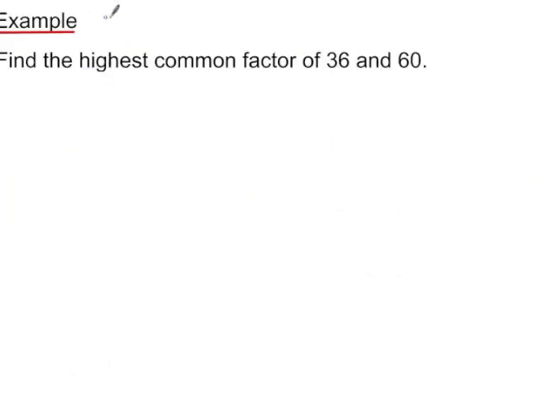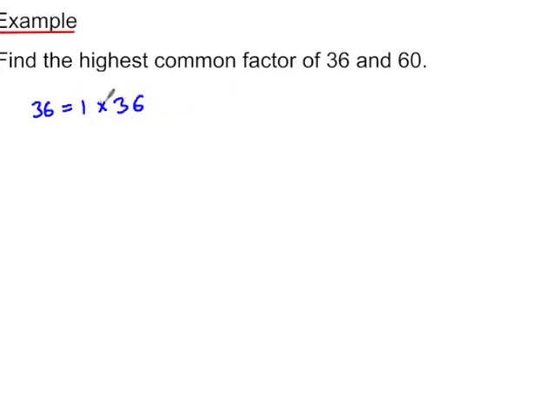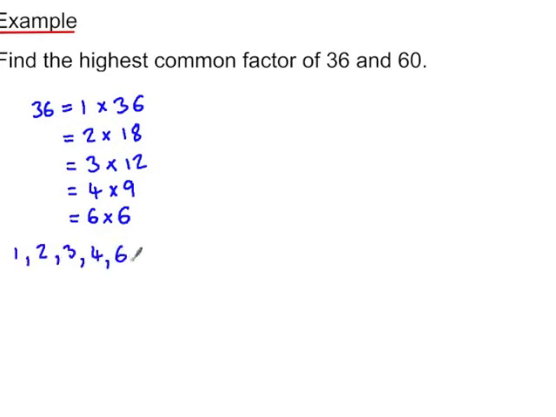Now I'm going to work through this example to find the highest common factor of 36 and 60, and again I'd like you to pause the video and try this for yourself before watching my solution. So starting with 36, 36 is 1 times 36, 2 times 18, 3 times 12, 4 times 9. It's not a multiple of 5, but it is a multiple of 6. So the factors of 36 are 1, 2, 3, 4, 6, 9, 12, 18, and 36.